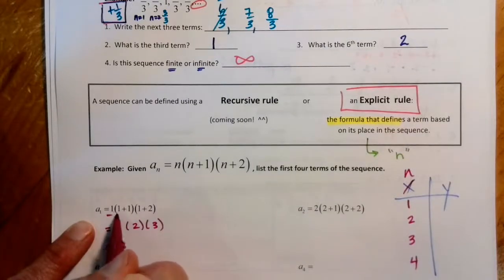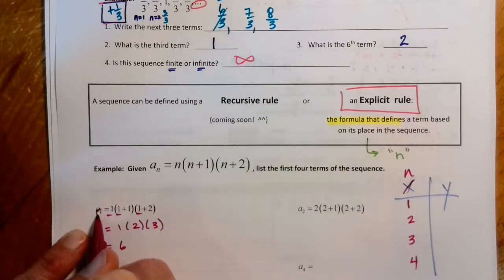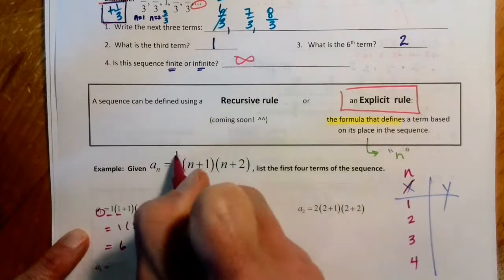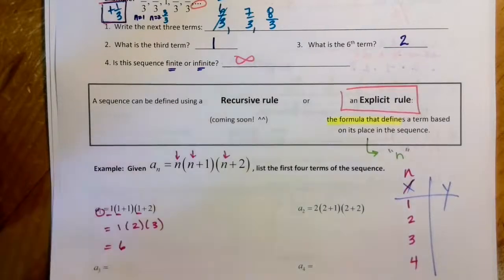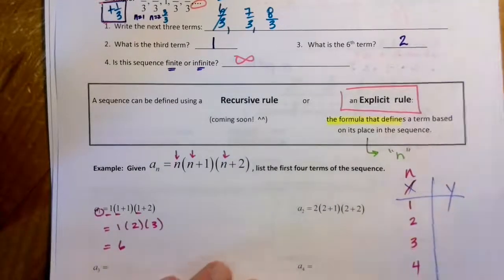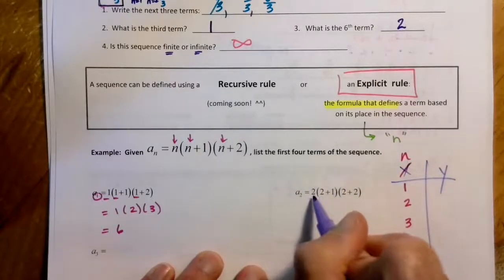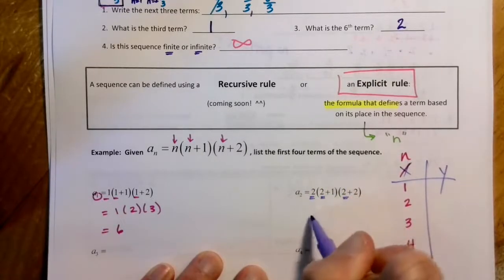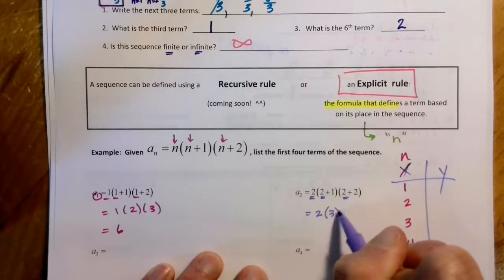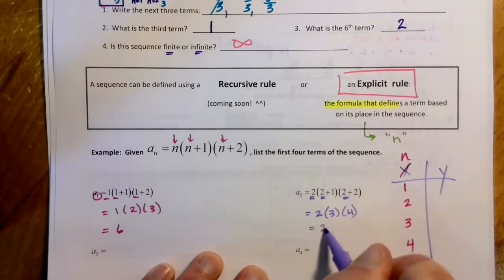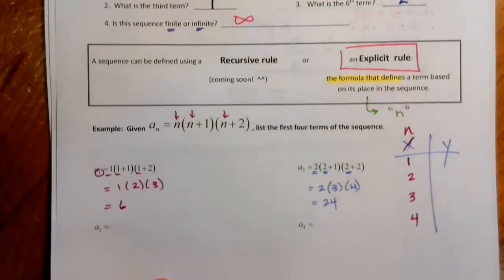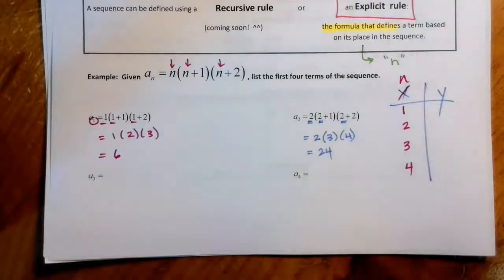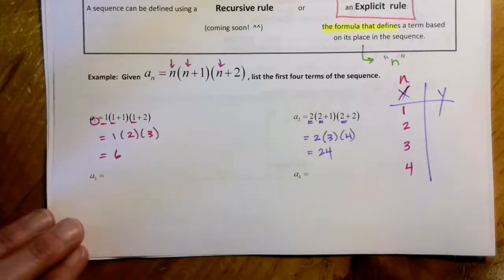Because this one and this one and this one came from this numbered position, and I substituted in each time I was asked for that n value. My a sub 2 is going to be equal to, here's my 2, here's my 2, here's my 2, so 2 times 3 times 4, which is going to give me 24. All right, so now that you know how it's done, you go ahead and find the third term of this pattern and then the fourth term of this pattern.